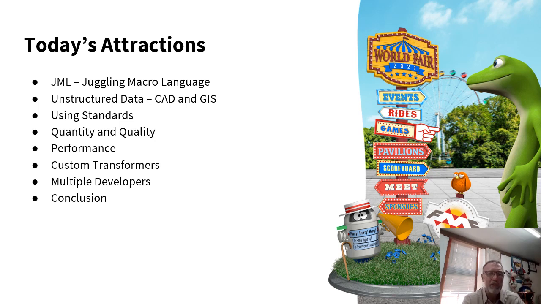So today we're going to be talking about some JML, juggling macro language. You're probably asking what is that? I'll enlighten you shortly. We'll look into more detail about unstructured data, CAD and GIS. We'll look at using standards, quantity and quality. We'll look at performance tips, custom transformers, multiple developers and the pitfalls of that, and a quick conclusion, and then questions at the end. So hopefully that will make sense as we go on.